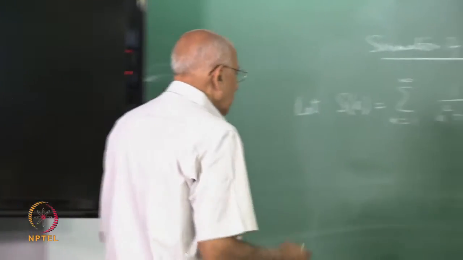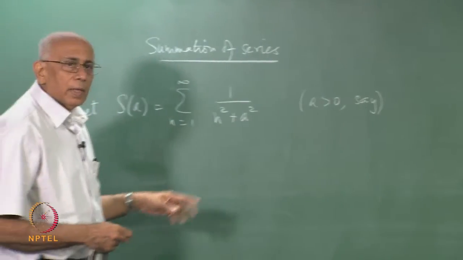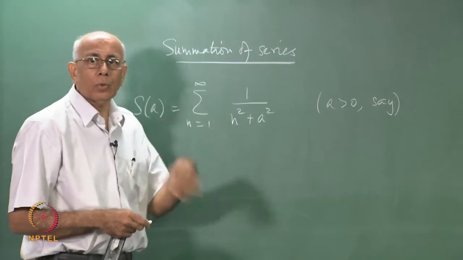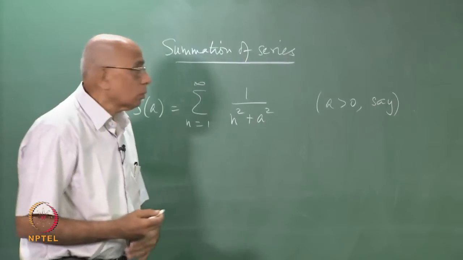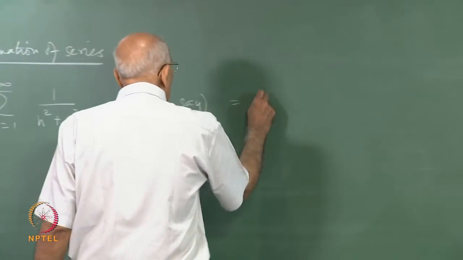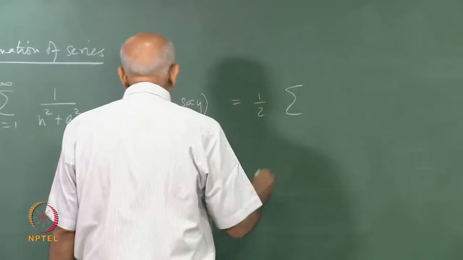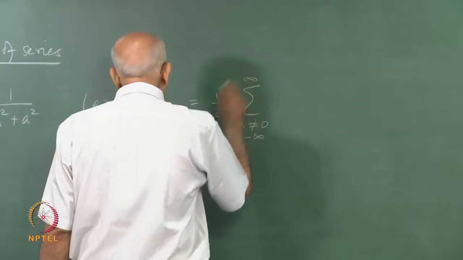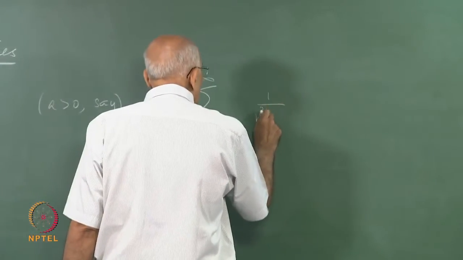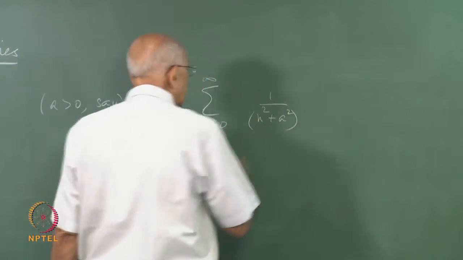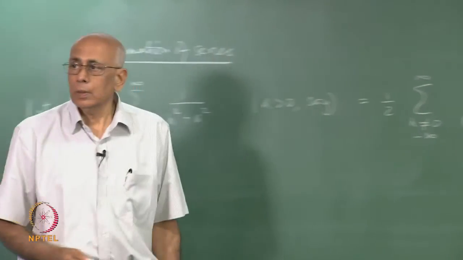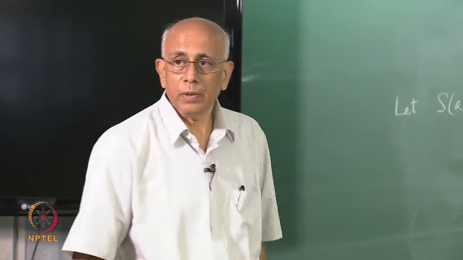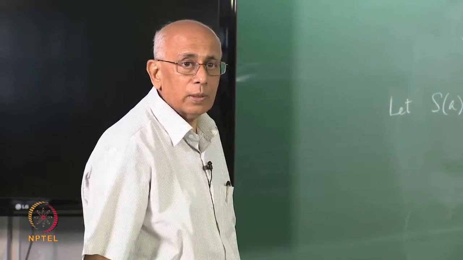Now one way to do this is to observe that this is an even function of n. So if I make n go to minus n, then nothing changes here. So I could immediately write this as equal to 1/2 the summation over n not equal to 0, from minus infinity to infinity, of 1 over n squared plus a squared. Okay. I just add all the negative n contributions and they are the same as the positive n contributions, and you will see why I am doing this in a minute.